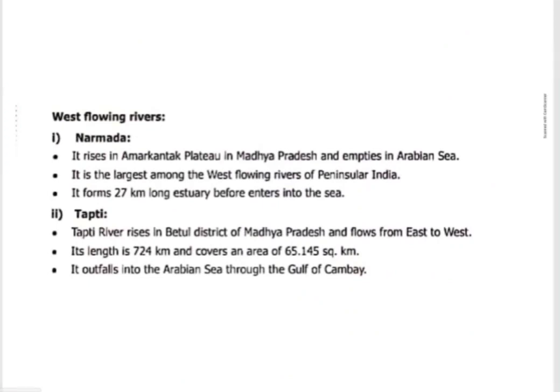So these are the east flowing rivers. West flowing rivers are only two, Narmada as well as Tapti. As I told already, children, the Narmada originates in the Madhya Pradesh state and empties into the Arabian Sea. It is the largest among the west flowing rivers of peninsular India. It forms a 27-kilometer long estuary. Estuary means the mouth of a river before it enters into the sea.